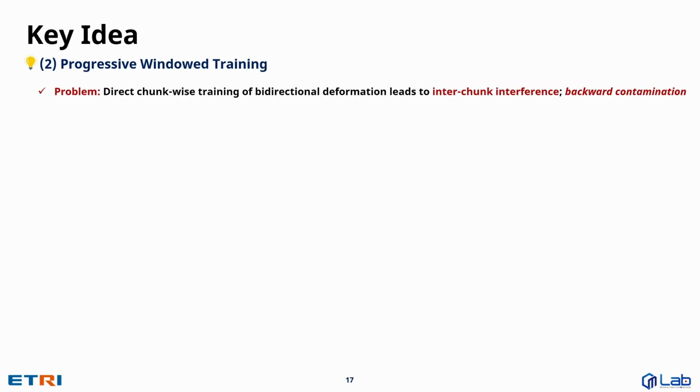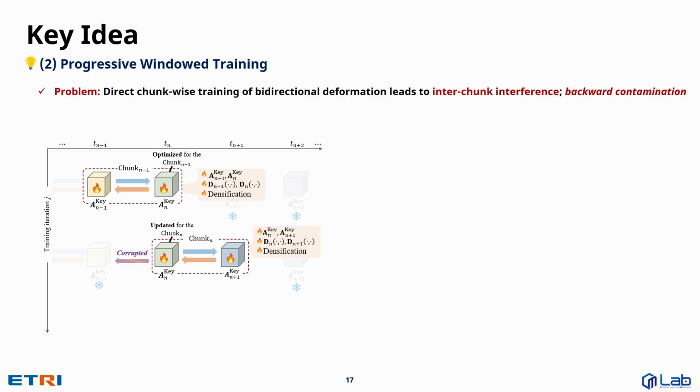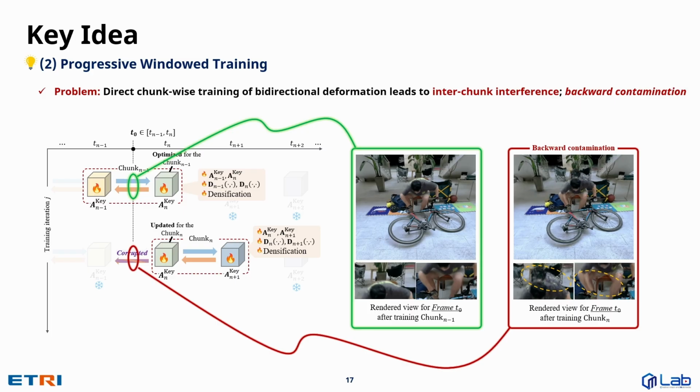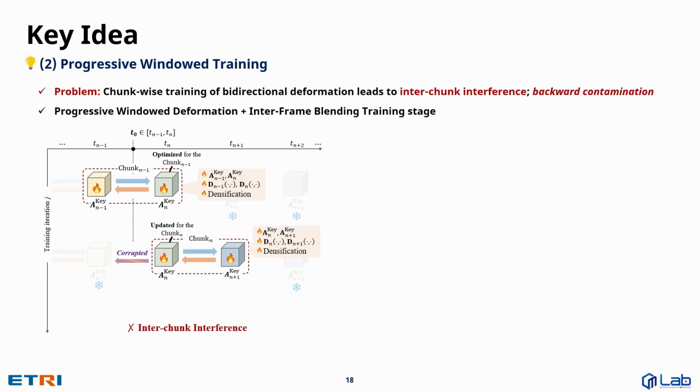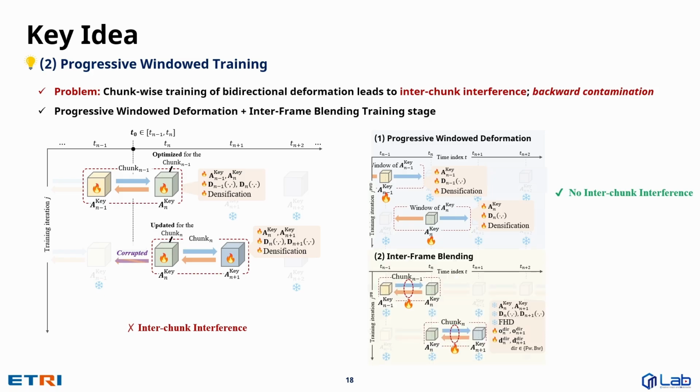Our second key idea is progressive windowed training. A naive chunk-wise training of bidirectional deformation causes inter-chunk interference, especially backward contamination. As a result, updating the current chunk can corrupt motion that was already optimized in previous chunks. To address this problem, we divide the training into two stages: progressive windowed deformation and interframe blending. First, progressive windowed deformation optimizes only a local window, which prevents interference across chunks. Then interframe blending smoothly connects adjacent windows, preserving temporal continuity without interchunk corruption.